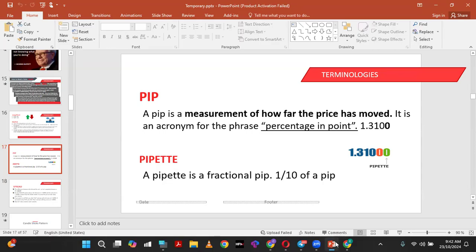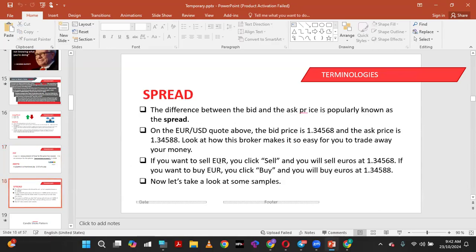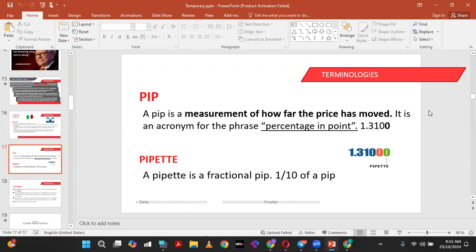Okay. So today we're going to continue from where we stopped. We stopped at PIP. So I hope everybody understands what PIP means. Yes, it's quite clear. Mr. Samuel, I hope you understand what PIP is. Yeah, I understand what PIP is. Okay.